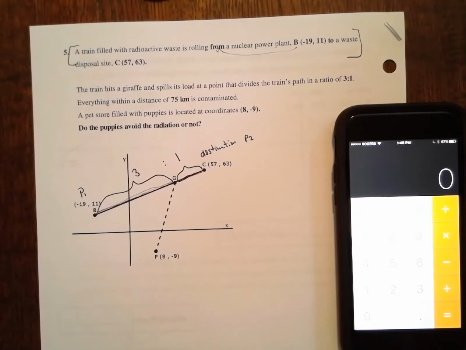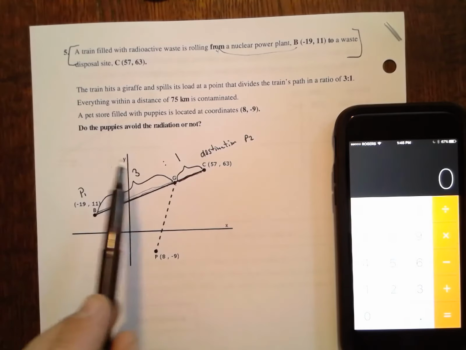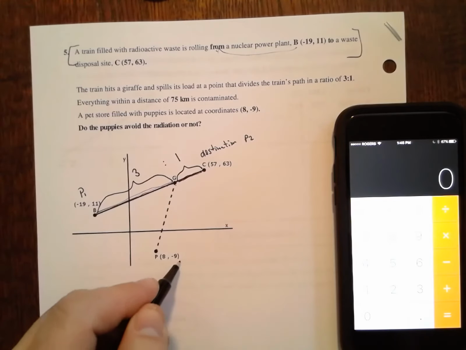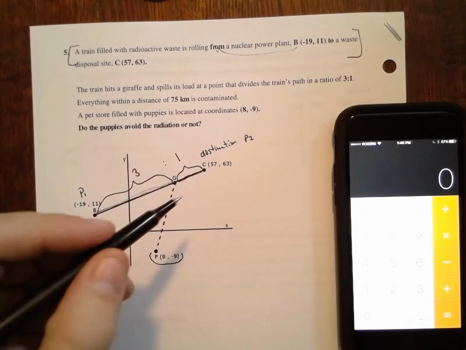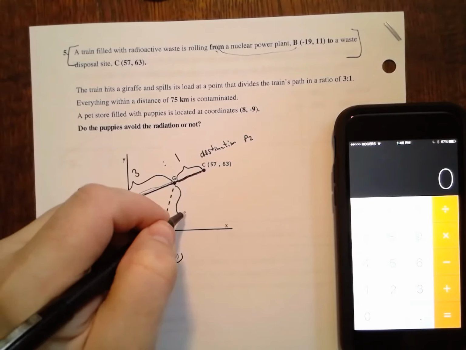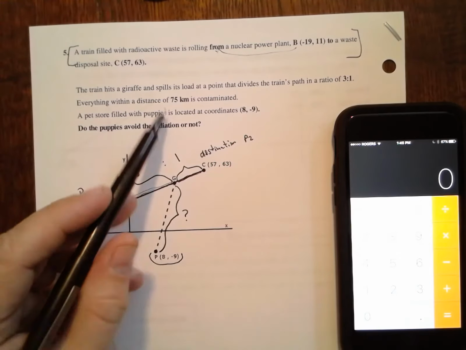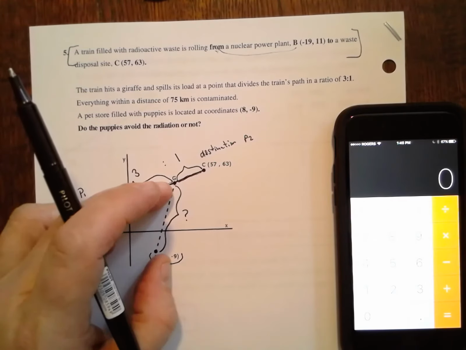And the question goes on to say that everything within a distance of 75 kilometers of that train wreck gets contaminated with nuclear waste, and that a pet store filled with cute little puppies is located at coordinates (8, -9), and Mr. Auger wants to know whether or not he's endangered those puppies. So, in other words, we want to know, is this distance right here inside the 75 kilometers? Is it less than 75 or bigger than 75? And if it's less than 75, then those poor puppies are going to glow in the dark. But if it's bigger than 75, then presumably they're perfectly safe.